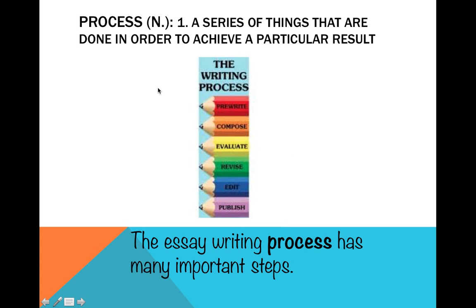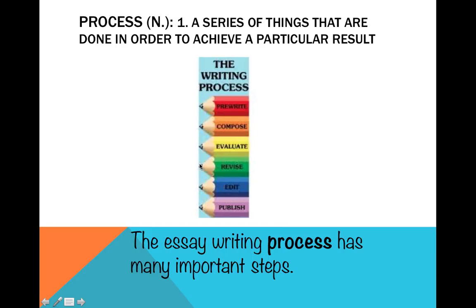Let's look at the first definition. Process, in a first definition, means a series of things that are done in order to achieve a particular result. Let's look at an example. The essay writing process has many important steps. So in this case, what is the particular result that we want to obtain? Well, we want to write an essay.